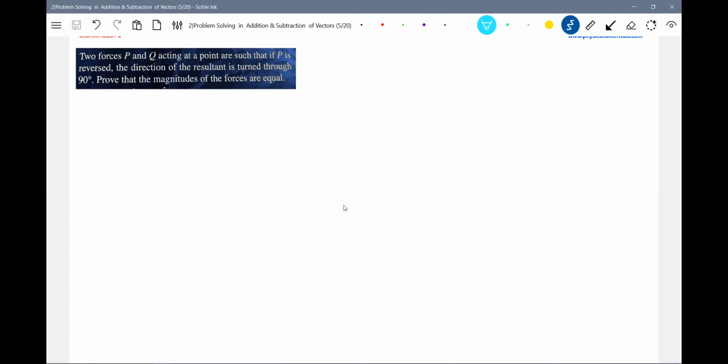Two forces are acting at a point, such that if the directions of forces P and Q are reversed, we don't know what the values are. So this will be vector P, and this is Q. I'll make P longer. Okay, let this be Q. Now this is P, this is Q bar.